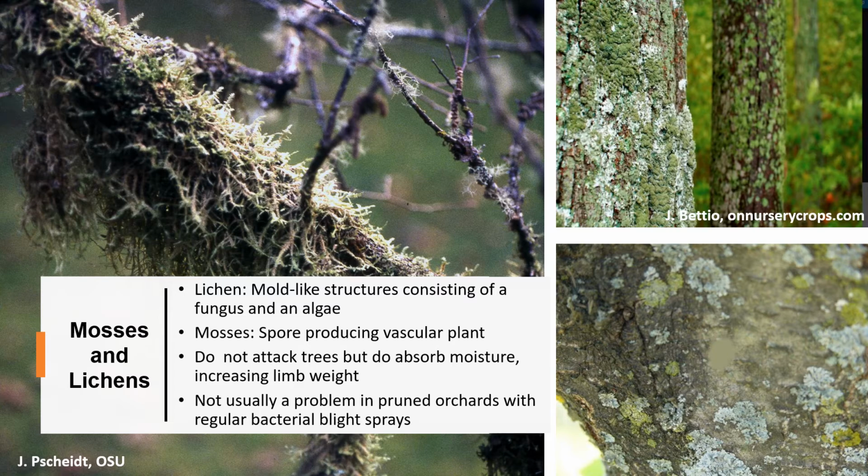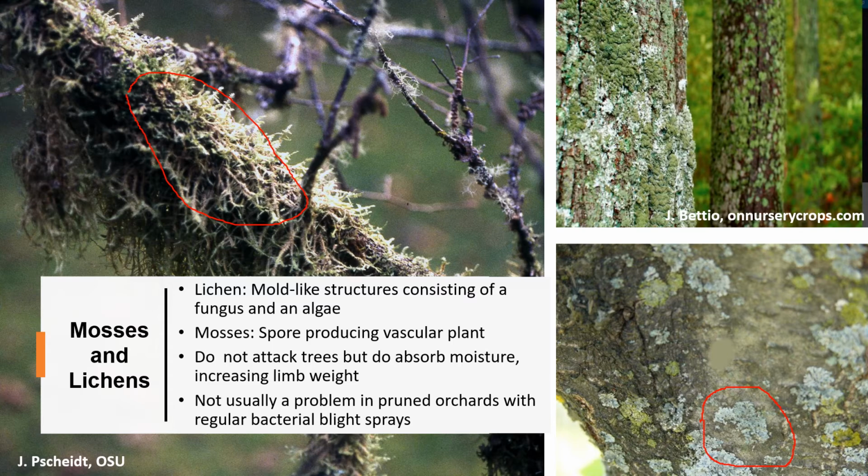So lichens are structures that are demonstrated in the two photos on the right. They do look a bit mold-like, and what they actually are is a fungus and an algae living symbiotically on the bark of the tree. Mosses are a kind of non-vascular plant that produce spores. And this is a photo from a hazelnut orchard in Ontario. It's completely covered in these lichens. It's not normally that common to see it this bad, but it is important to be aware that you can see mosses on many trees, including hazelnuts.